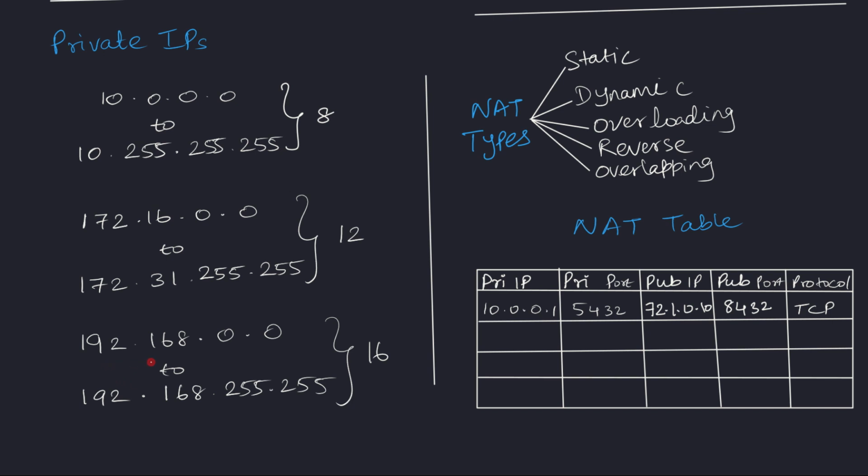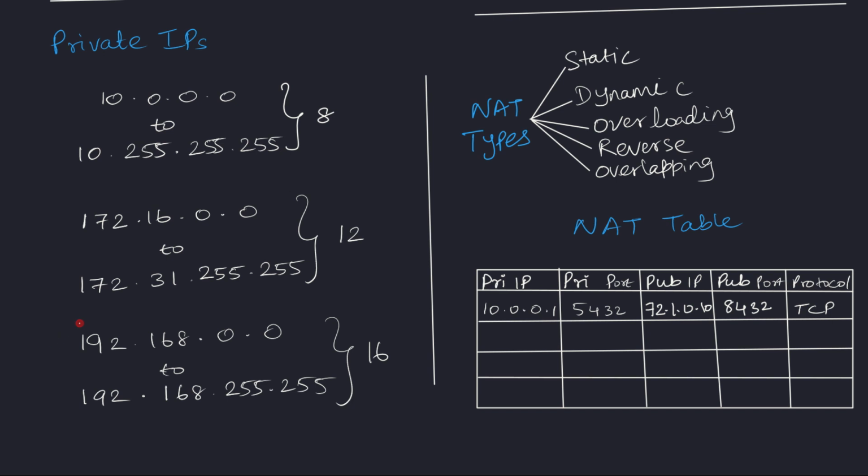And the last and the most used range is 192.168. So this is the range you'll use in your home network most of the time, because this is the smallest network possible in the private ranges. So for this, the first 16 bits are fixed and they always start with 192.168, and the remaining 2 octets can change.